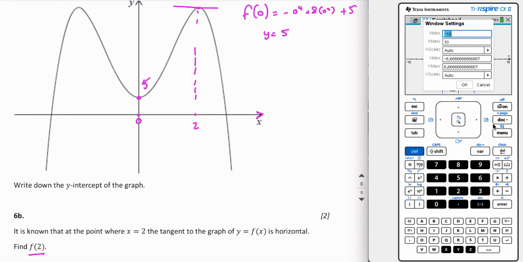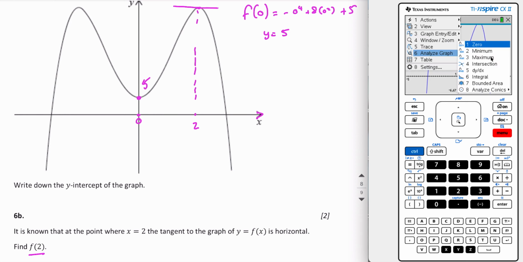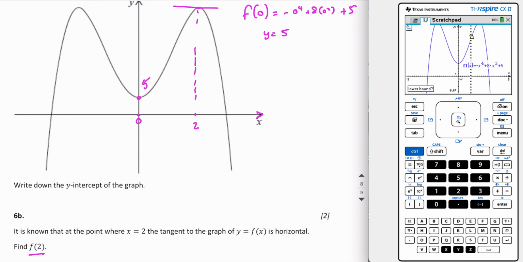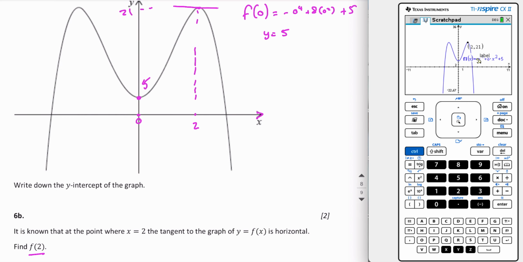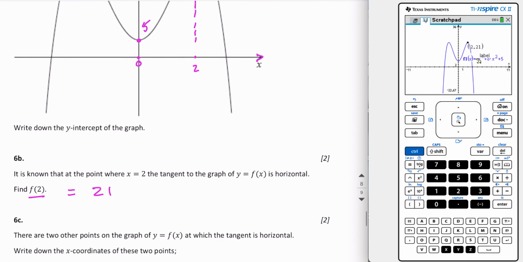Window settings. We'll change to negative 5 and 5 on our domain, our x values. Don't really need to change the minimum, but I want to be able to see what's happening up here. So let's hit 20. Okay, we're still missing these bits, but we're interested in the maximum. So menu, analyze graph, maximum. We know it's off the screen up here, so the calculator will actually jump to that point. So the point we're looking at is 2, 21. So f of 2 equals 21. We're looking for the output.